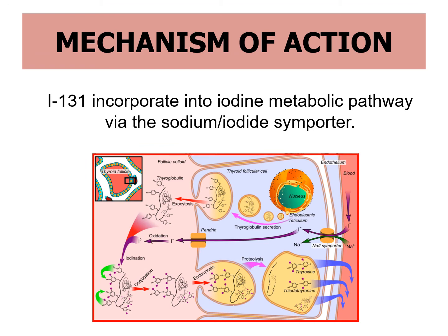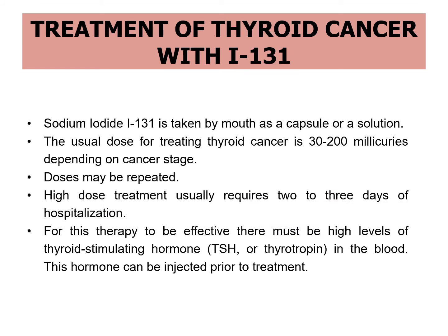It incorporates into the iodine metabolic pathway via the sodium iodide symporter. For the treatment of thyroid cancer with iodine 131, it is taken by mouth as a capsule or solution. The usual dose for treating thyroid cancer is about 30 to 200 millicuries depending on cancer stage. But in Institut Kanser Negara, we can go beyond 200 mCi after we do patient dosimetry, meaning we calculate the amount of activity needed for the patient. Only then do we identify how much activity we need to give.